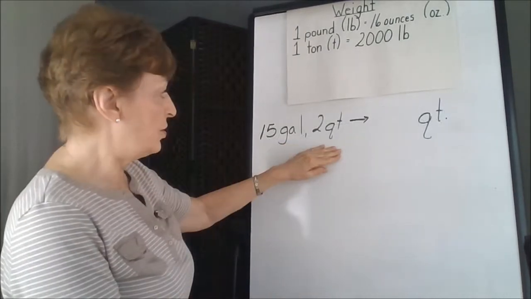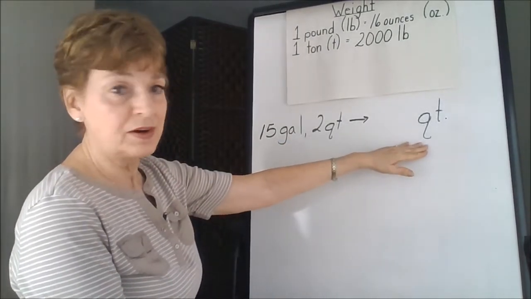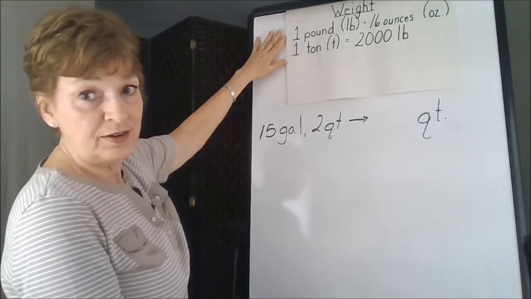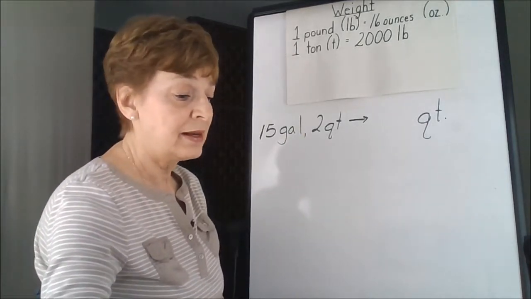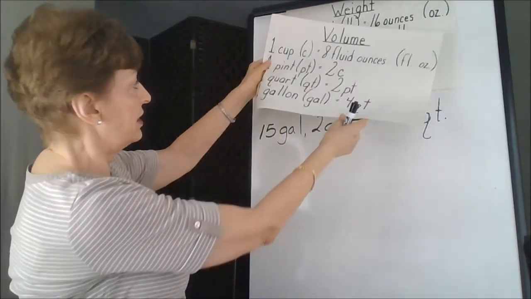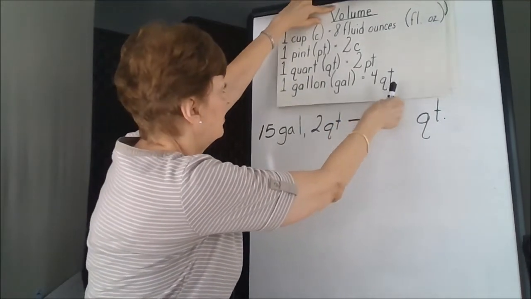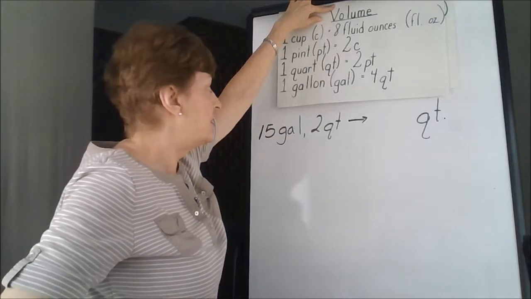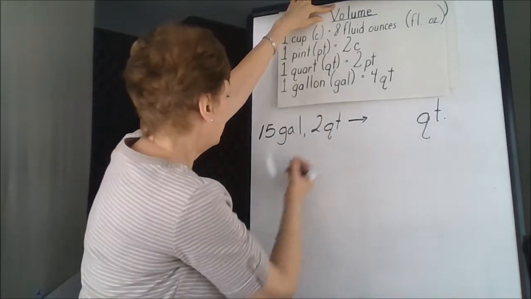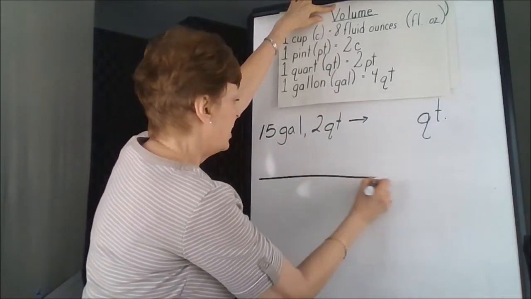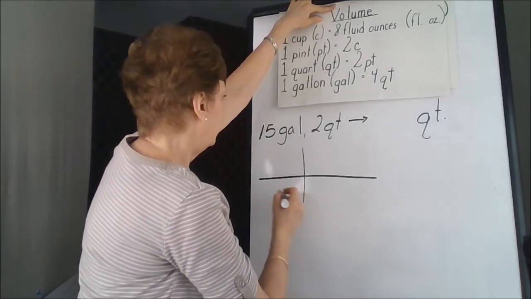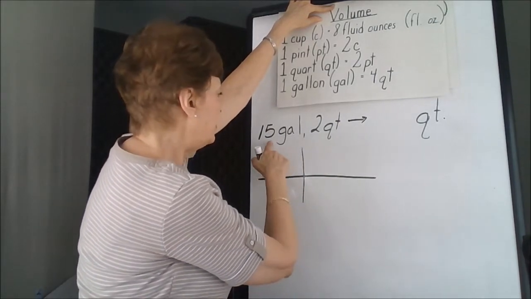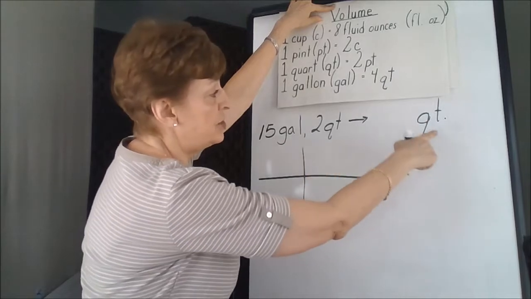15 gallons, 2 quarts are how many quarts? Can't use this chart for it. We've got to go back to our volume calculation, where we have gallons to quarts here. So we're just changing our category. Let's set our problem up here. 15 gallons, 2 quarts changes to quarts.